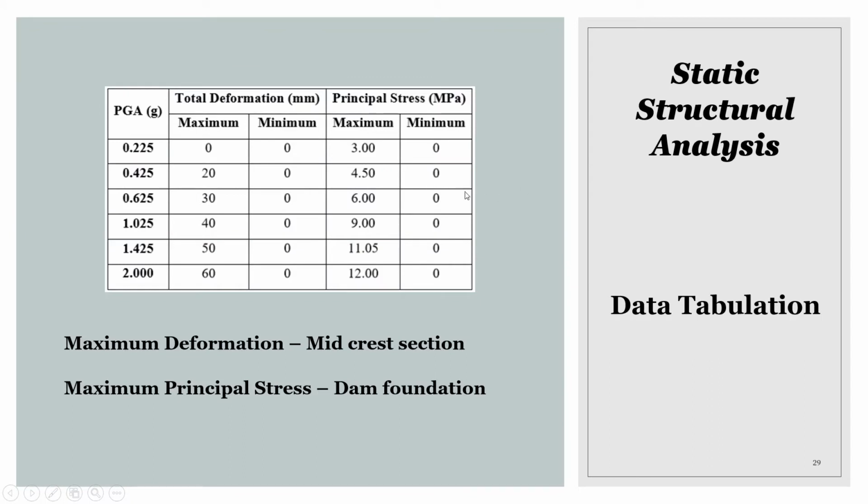And this is the data tabulation of the static structural analysis for both total deformation and principal stress results. And in conclusion, the maximum deformation occurs at the mid-crest section of the dam, and the maximum principal stress occurs at the dam foundation or at the bottom section of the dam.